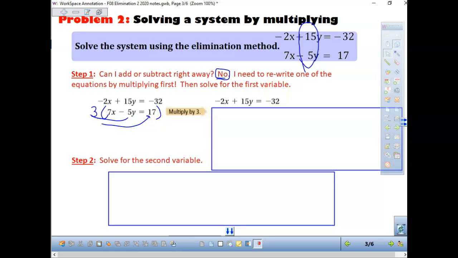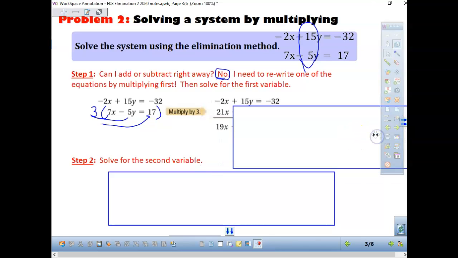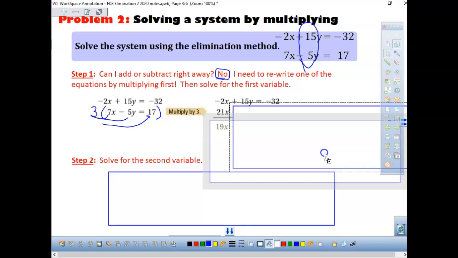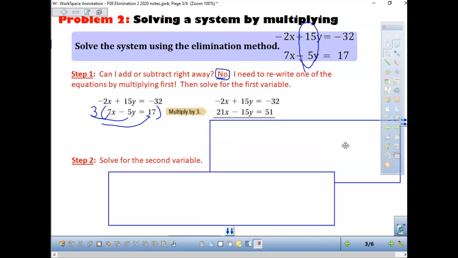Second equation, 21x minus 15y equals 51. Keep everything lined up. Line up your equal sign. Line up your x's. Line up your y's as we are looking at it.